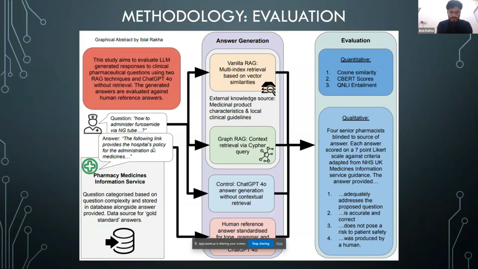So each of the 24 questions had 4 answers associated with it, and the reference answers were compared against the generated answers for cosine similarity, ClinicalBERT scores, and entailment. There were also subject matter experts, i.e. pharmacists, who scored each answer for 4 criteria. Number 1, whether it addressed the proposed question. Number 2, whether it was accurate and correct. Number 3, does the answer pose a risk to patient safety? And number 4, was it produced by a human? Number 4 was included just to see whether there were any biases in the evaluation process.